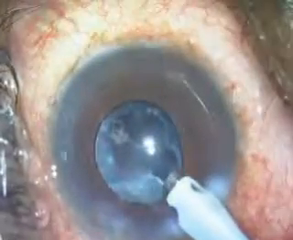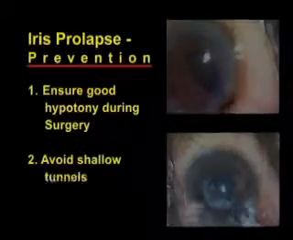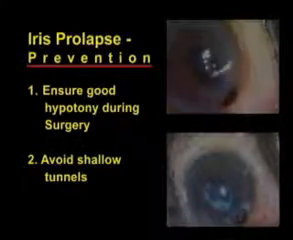Iris prolapse can occur due to a short corneal tunnel. This can be prevented by ensuring good hypotony during surgery and avoiding a shallow tunnel.